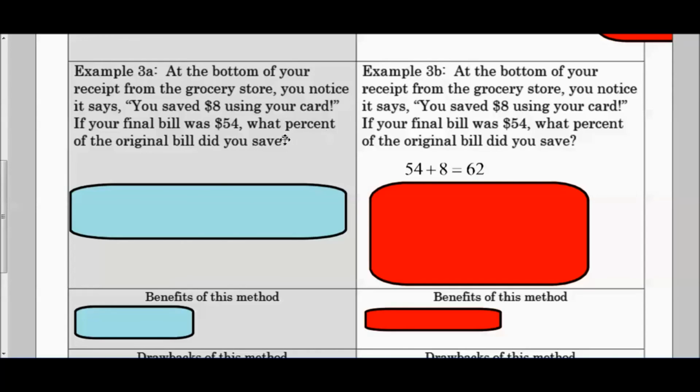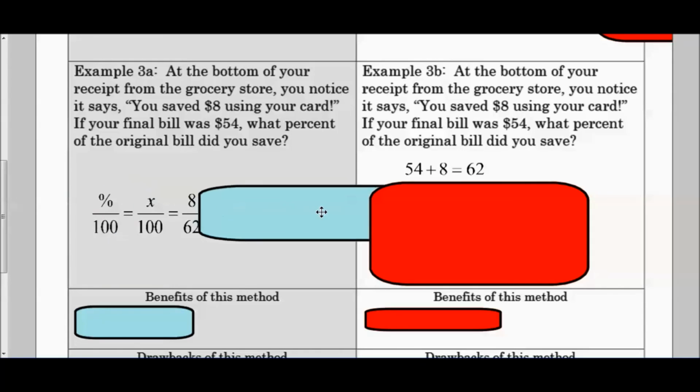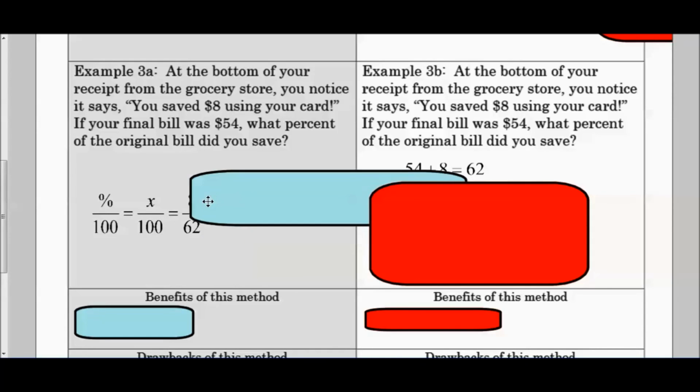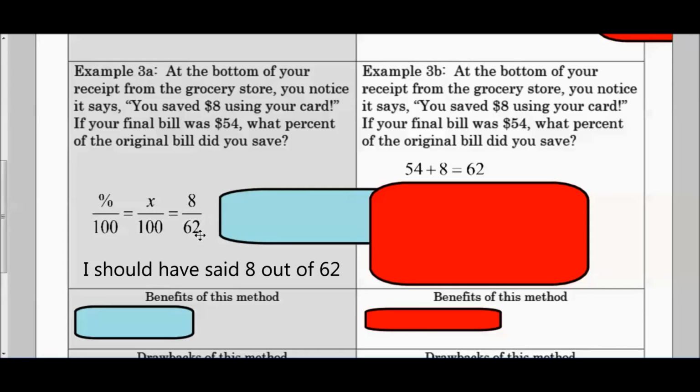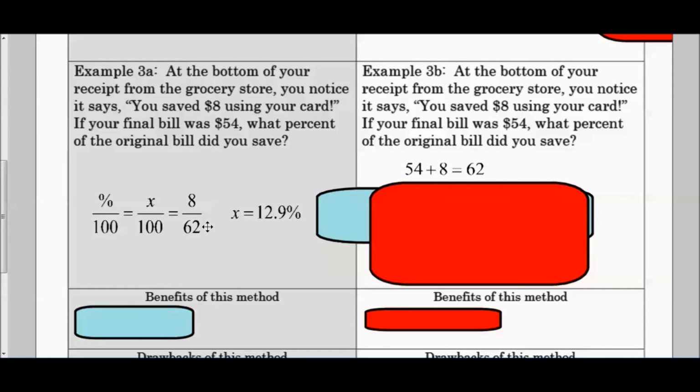When we're looking for the percent, we're going to set up the percent proportion using x over 100. We don't know the percent of the original bill, the percent of the total yet, but we know that that's 8 out of 100. That's how much we saved. This is the original 100% bill. And we figure out after cross multiplying and dividing by 62 that we saved 12.9%.